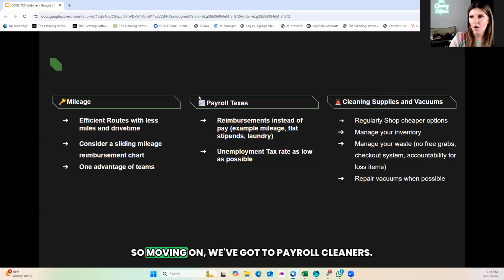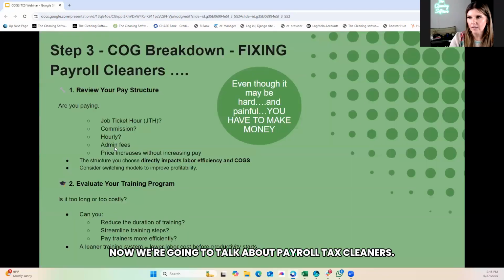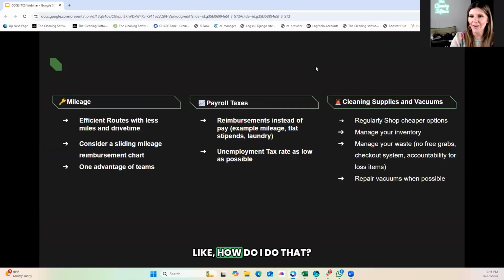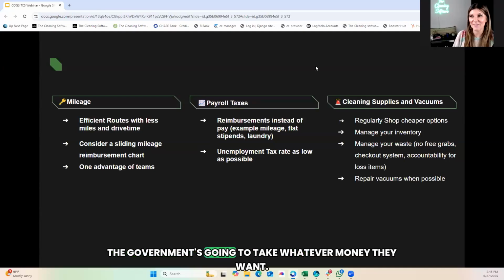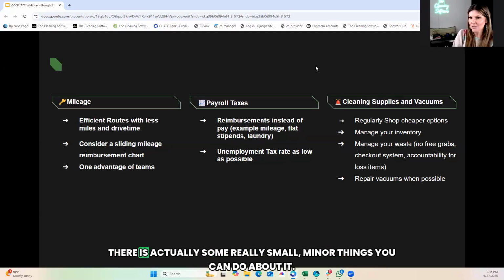So moving on, we've got payroll taxes for cleaners. We talked about mileage. Now we're going to talk about payroll taxes. Like, how do I do that? The government's going to take whatever money they want. Then there's nothing I can do about it. There are actually some really small, minor things you can do about it.